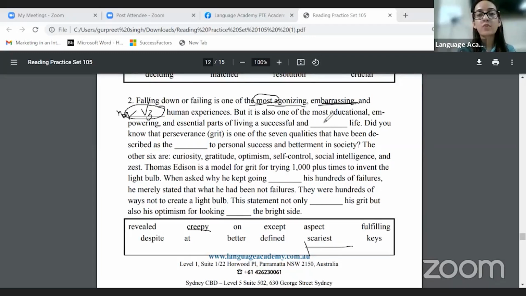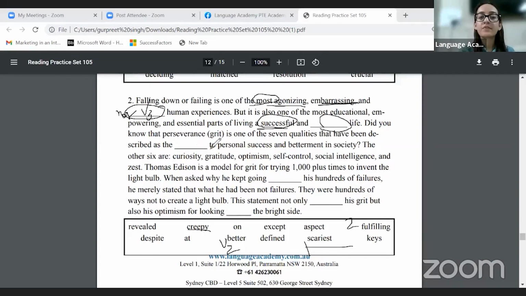But it is also one of the most educational, empowering, and essential parts of living a successful life and dash life. This is how you should be reading the sentence with "and". We need an adjective for life, like they have said, successful life and dash life. Successful is positive, so we also need a positive word. Those who have written "better", better is V2. They haven't used V2. Successful is first form, so we will also not go with V2. We just need an adjective. The adjective we have in positive is fulfilling. That's the only adjective, I think; we have no other options.